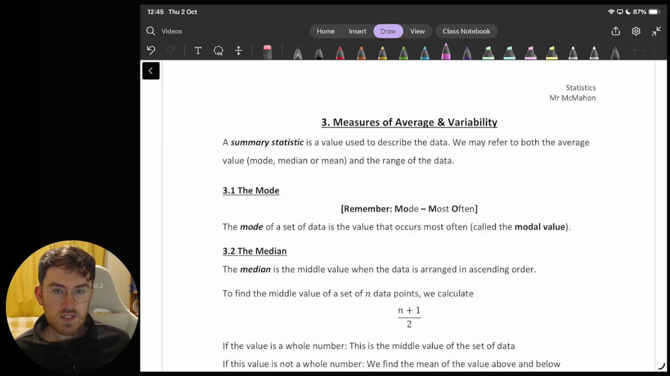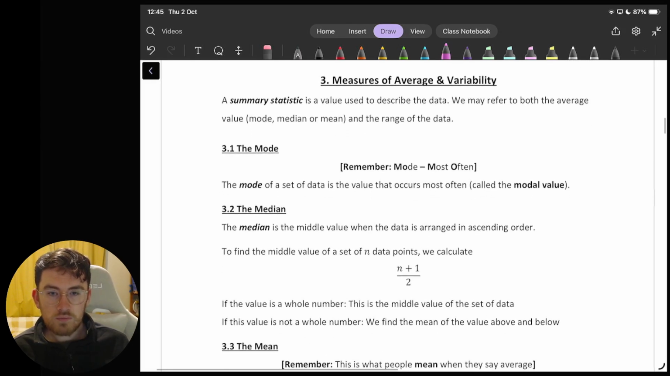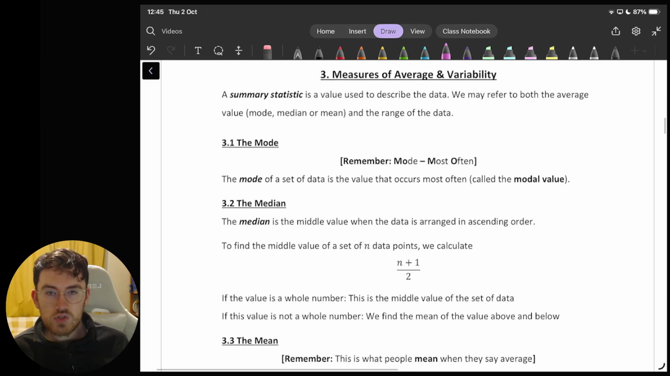So the mode is the first one we're going to look at, and we remember MO for mode and MO for most often. The mode is the one that appears in the data the most. It's quite clean cut, it's just the one that's there the most. We sometimes call it the modal value. That's really all there is to mode, to be quite honest. You pick out the one that's there the most, it is what it is.